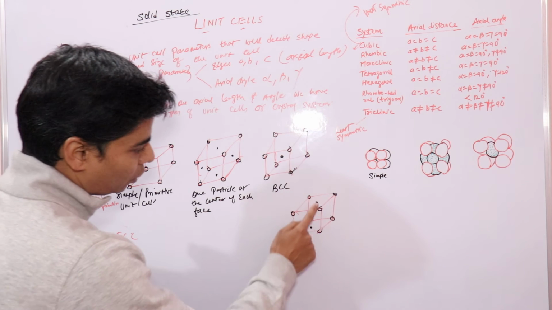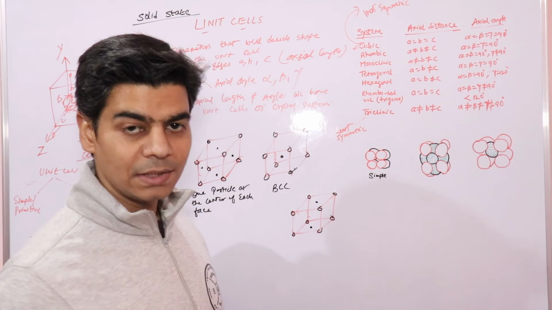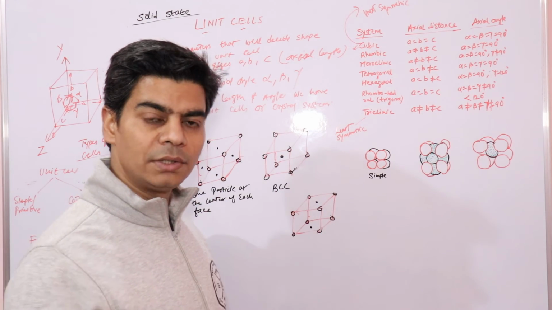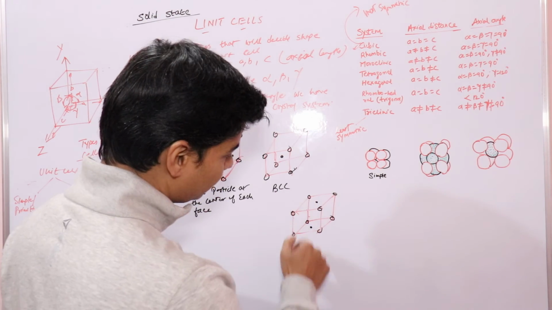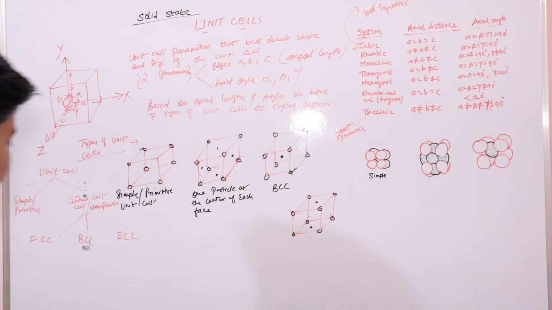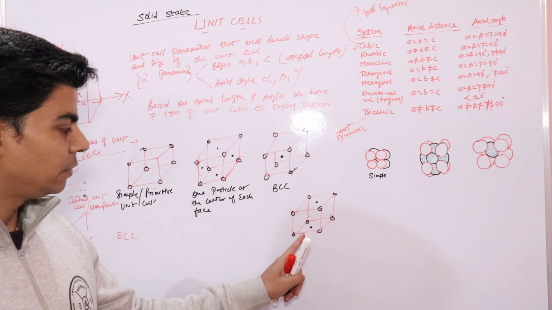Right? So these are the opposite faces. So a unit cell that has particles at the opposite faces is your edge centered unit cell, right? Just remember, the name only suggests where the particles are. In edge centered, the constituent particles would be at the center of any two opposite faces.